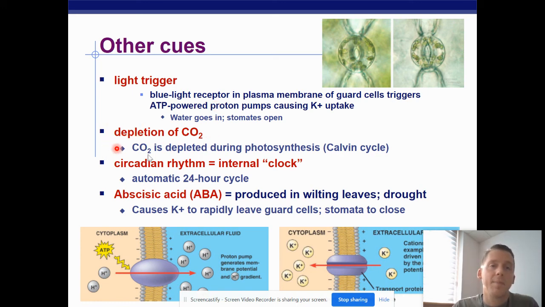They can also sense the amount of CO2. So with CO2 being depleted, we need to open the guard cells. There's also an automatic circadian rhythm to the plants. And then there's chemical responses. Abscisic acid is one. We'll talk about this much later in the year. But this is going to recognize when there's a drought and maybe we need to close the stomata. So we can use these things to figure out if a guard cell should be open or closed.